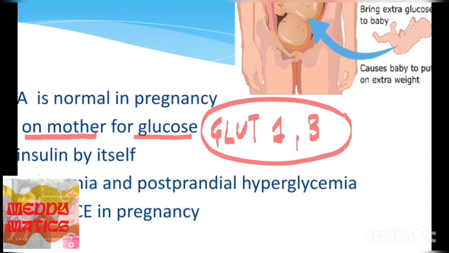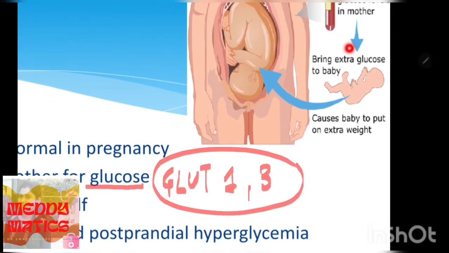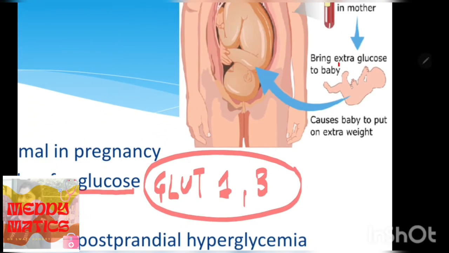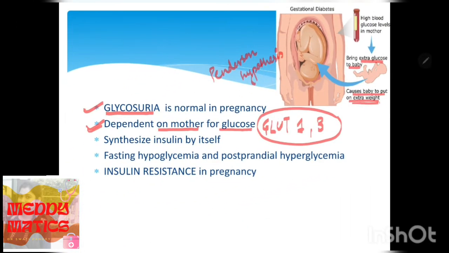As you can see in this diagram, if there is a high blood glucose level in the mother, it brings extra glucose to the baby, and this is known as the Pedersen hypothesis. This extra glucose causes the baby to put on extra weight.